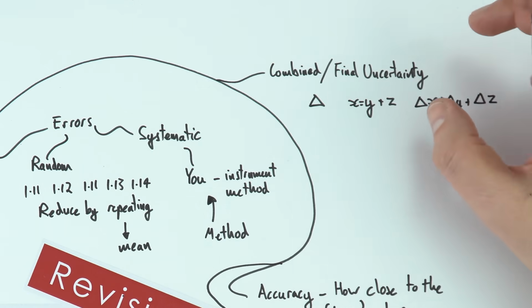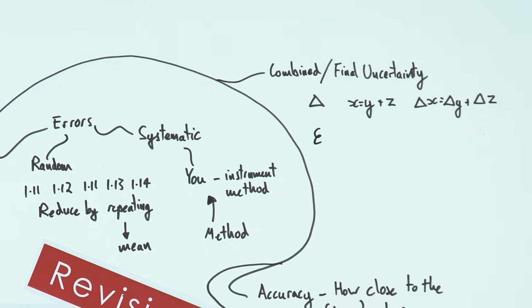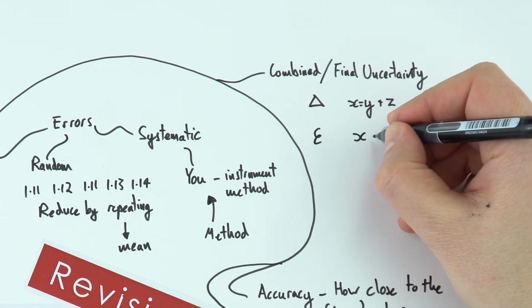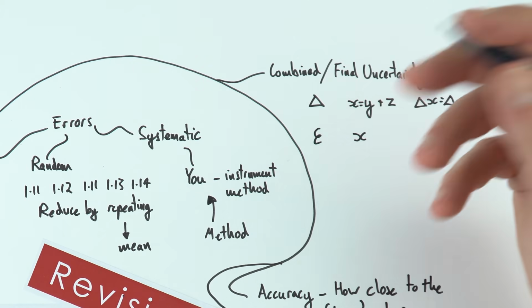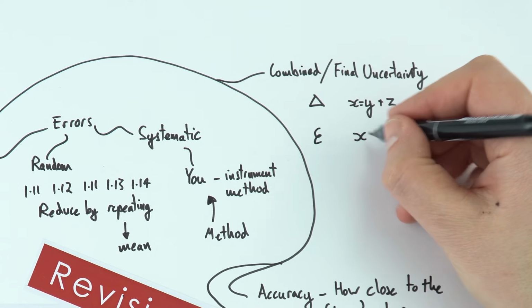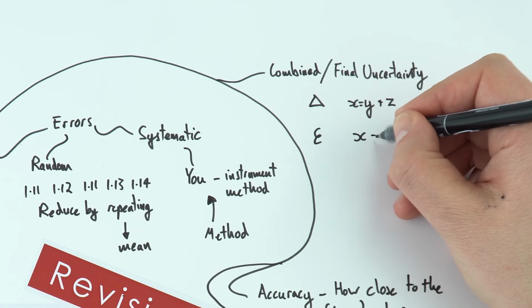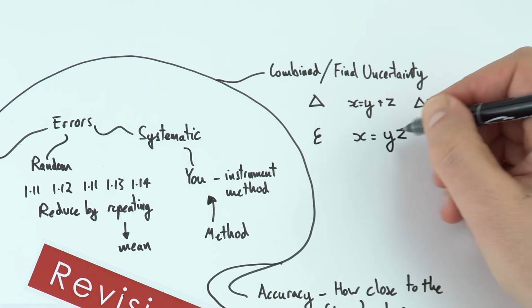But we don't tend to do that very often. What we're more interested in is the percentage uncertainty in our final value. And we do that by thinking about what equation we might be using. It might be V equals I times R, a real physics equation. But I'm just going to say that maybe we wanted to find out the percentage uncertainty in X, and we've measured the percentage uncertainty in Y and the percentage uncertainty in Z.